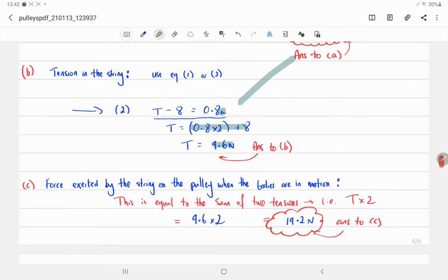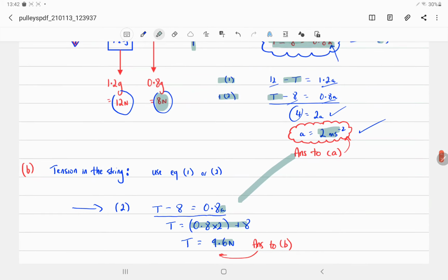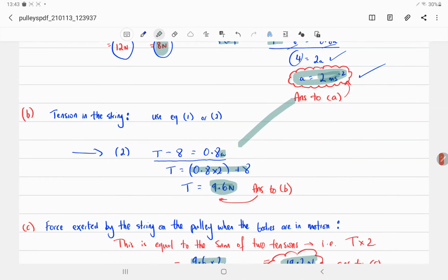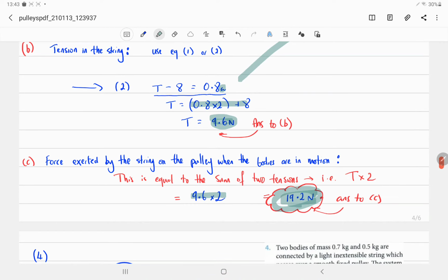The force exerted by the string on the pulley when the bodies are in motion is equal to the sum of the two tensions. So the two tensions are pulling down on the pulley. So you just double your tensions. 9.6 plus 9.6. And there's our answer. So our three answers are, the acceleration is 2 meters per second squared. Tension is 9.6 newtons. And the force exerted on the pulley is 19.2 newtons.